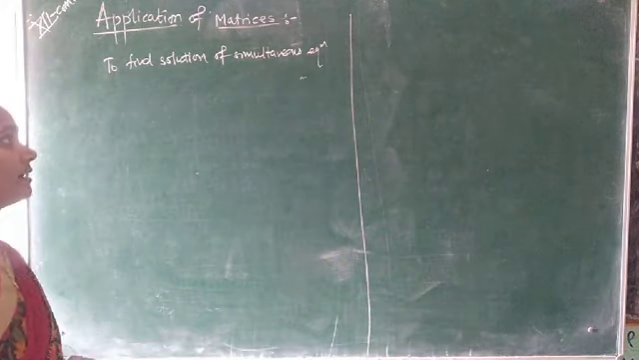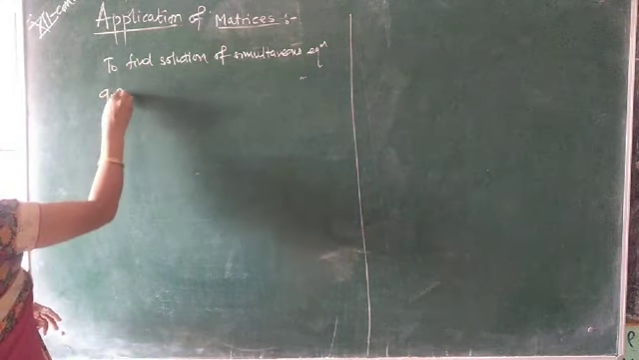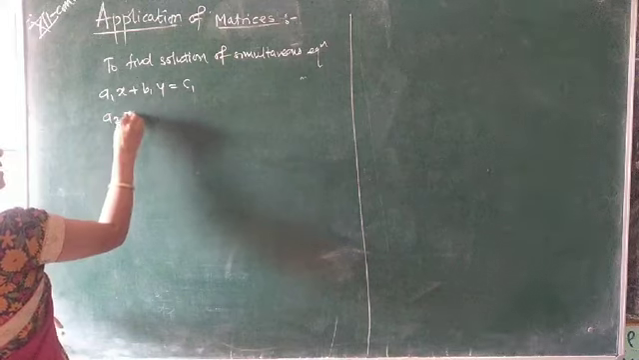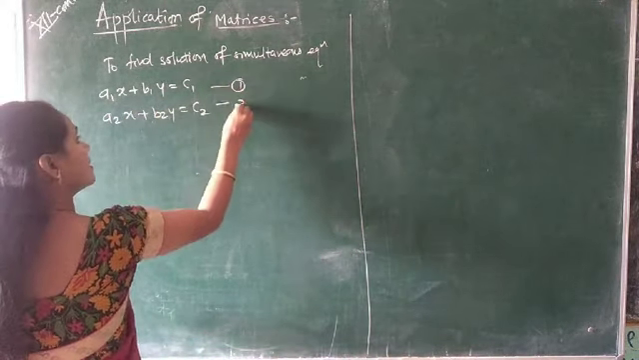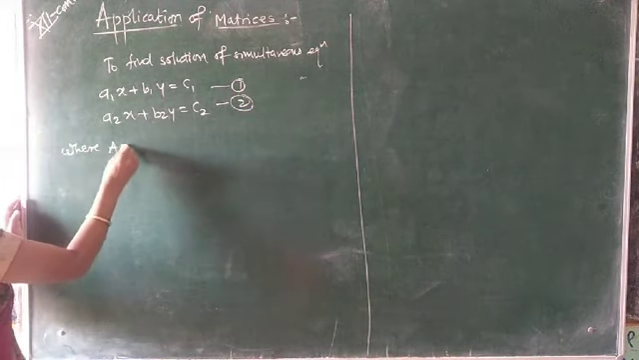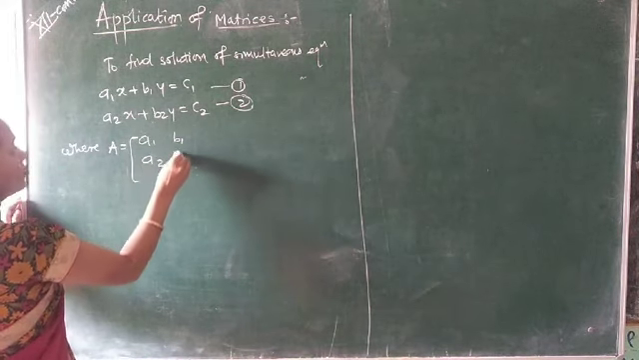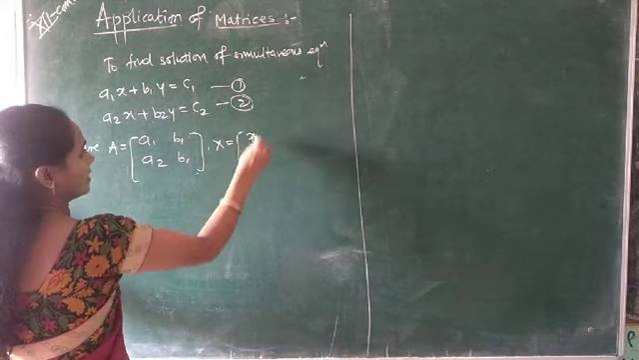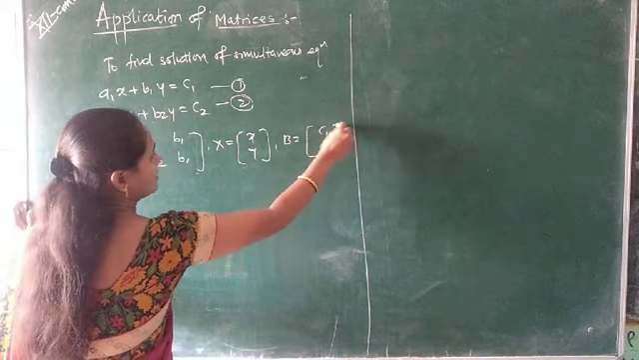First, consider simultaneous equations in two variables: a1x plus b1y is equal to c1, and a2x plus b2y is equal to c2. Equation 1, equation 2. Where A is equal to a1 b1, a2 b2, X is equal to x y, and B is equal to the constants c1 c2.